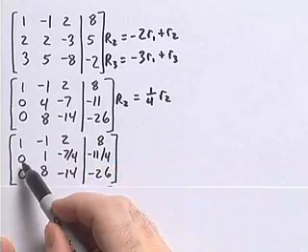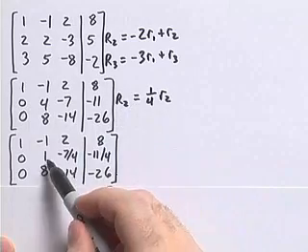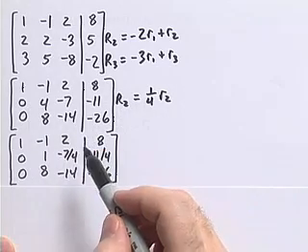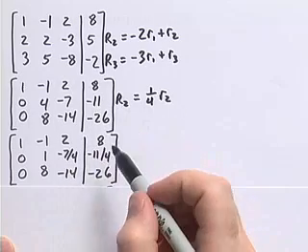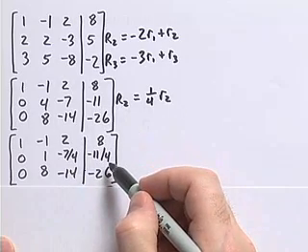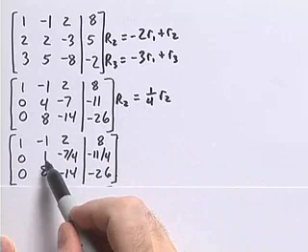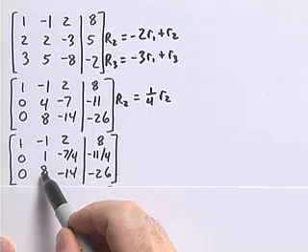0 times 1/4 is 0. 4 times 1/4 is 1. Negative 7 times 1/4 is negative 7/4. And negative 11 times 1/4 is negative 11/4. So we've got a 1 here. We'd like to get a 0 underneath it.